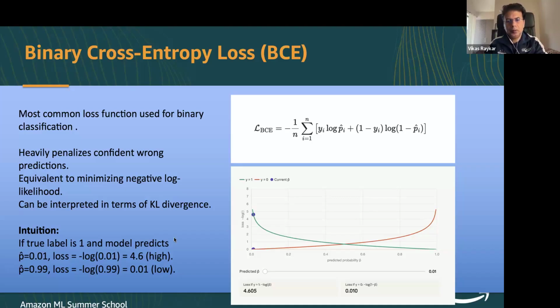Like other interpretations, you can start off with a logistic regression model and show that this loss is equivalent to minimizing the negative log likelihood. And the reason why it is called cross entropy is this: you can think of yi being 0 or 1 as a true distribution, and p hat as your predicted distribution. Then you can interpret this in terms of the KL divergence between the true labels and the predicted distribution.